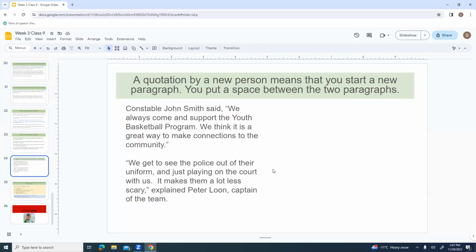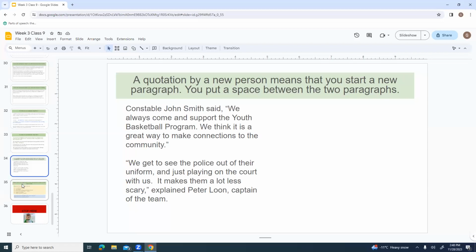A quotation by a new person, you have to start a new paragraph. It's a way to make sure that people don't get mixed up about who's talking, and you put a space between the two paragraphs. So Constable John Smith said, "We always come and support the youth basketball program. We think it is a great way to make connections to the community." And now there's a space there. So that tells the reader, hey, someone new is talking. "We get to see the police out of their uniform and just playing on the court with us. It makes them a lot less scary," explained Peter Loon, captain of the team.